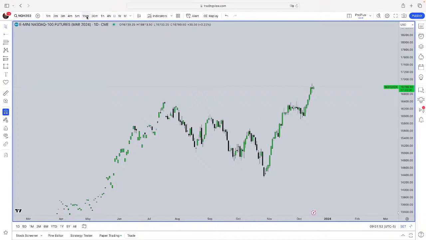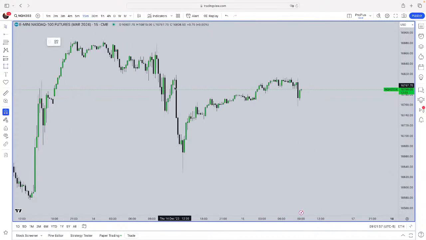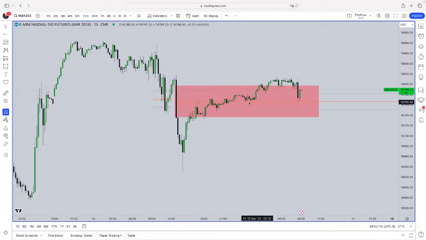Yeah, so let's look at NAS now again. But yeah, I'll do the same thing. I'd have this inefficiency here, and then find the consequent encroachment. Just keep that in mind. Price at 830 has dropped lower to take out this sell side.